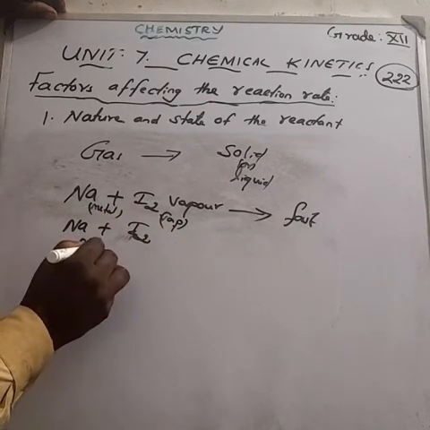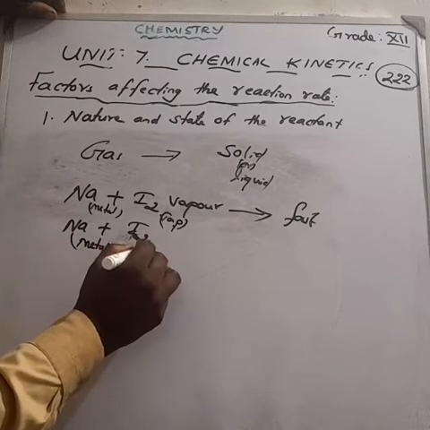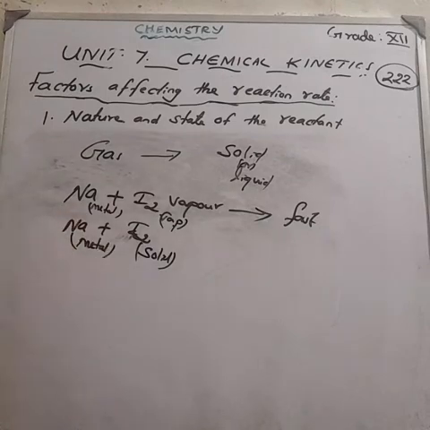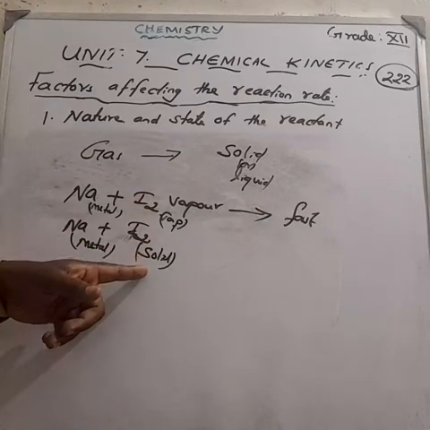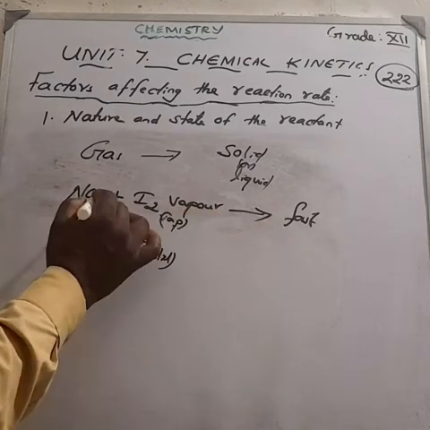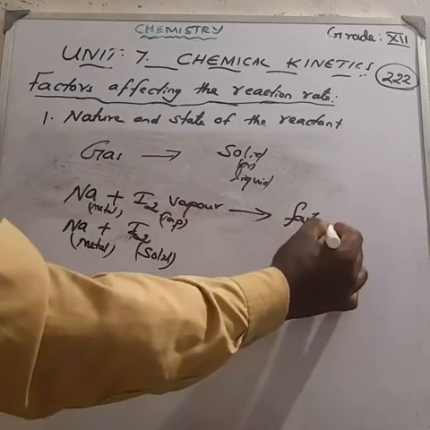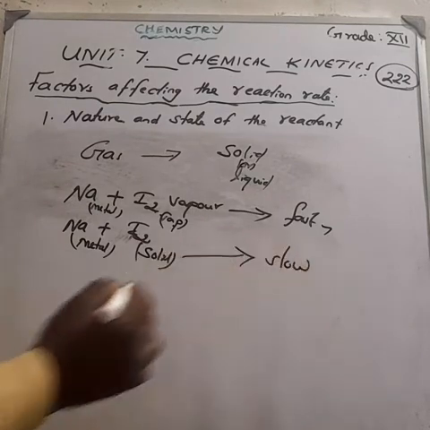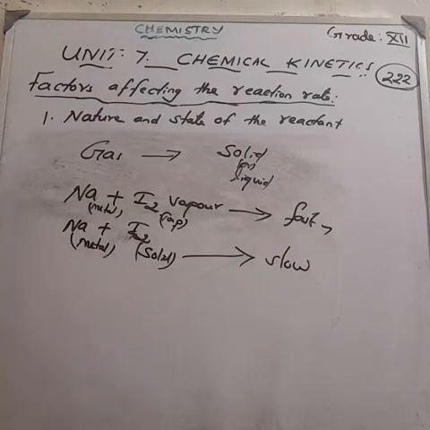Next reaction is sodium metal with iodine solid. Here, both of them are reacting. Anyhow, the first reaction, that is sodium metal with iodine vapor, is faster than the reaction between sodium metal with solid iodine. This is due to the physical state of the reactant.